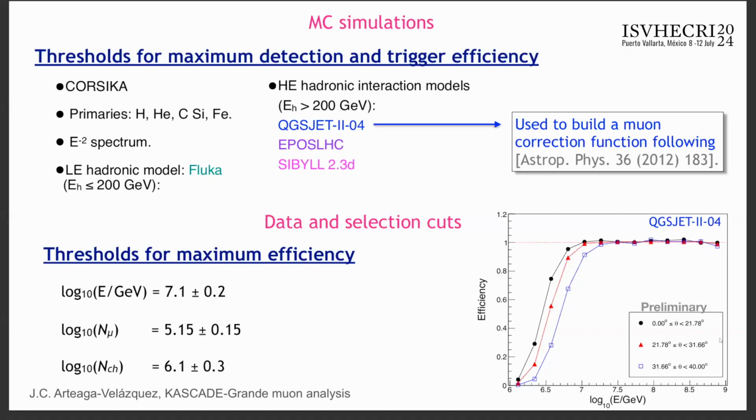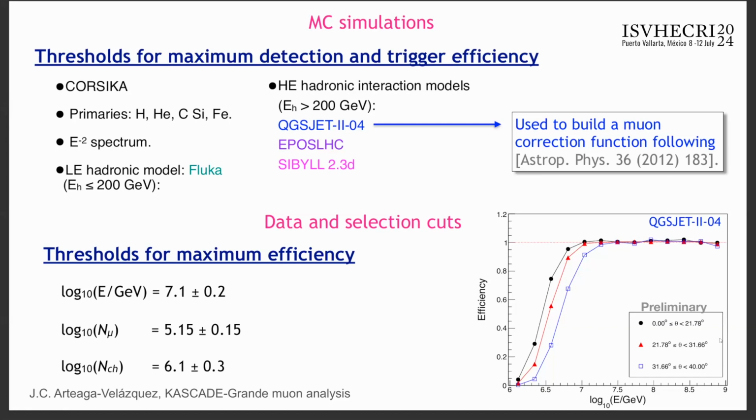Now, for this analysis, we need Monte Carlo simulations. The Monte Carlo simulations that we have used were produced by using CORSIKA. We also have a simulation for each of these primary nuclei, following this primary energy spectrum. For the low energy hadron interaction model, we use FLUKA for hadronic energies below 200 GeV. And for the high energy hadron interaction models, we use QGSJET-II-04, EPOS-LHC, and SIBYLL 2.3d.